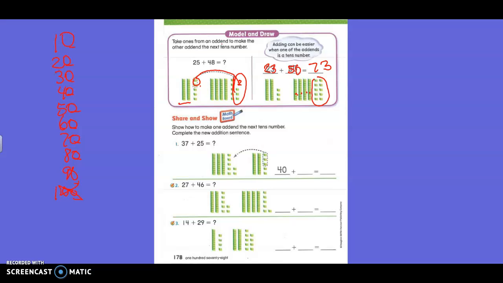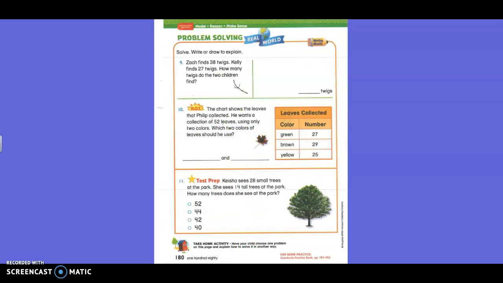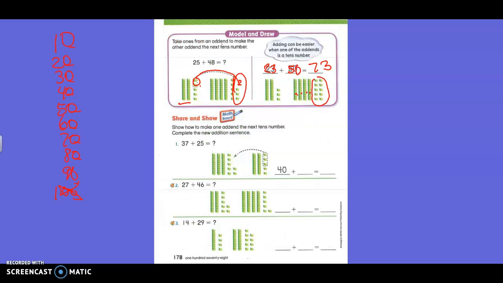All right, we're going to do share and show. Let's do share and show together, and then on your own with your partner. Problem solving will probably be on your own for the most part, unless I find out that it's harder. And then homework will be on your own. Okay, so share and show.